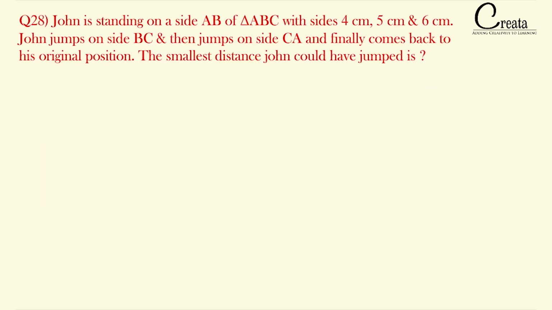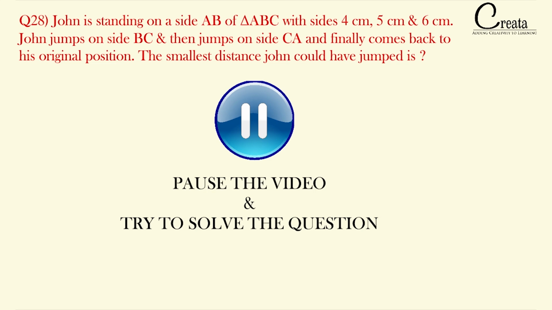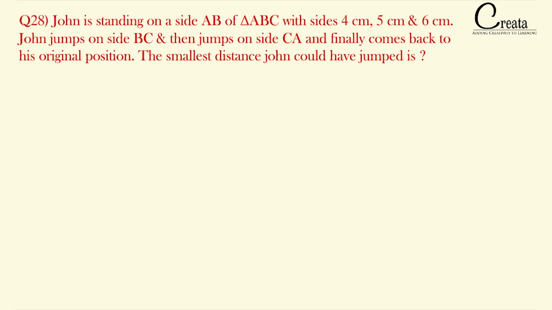The question is, John is standing on side AB of a triangle ABC with sides 4 cm, 5 cm and 6 cm. John jumps on side BC and then jumps on side CA and finally comes back to his original position. The smallest distance that John could have jumped is... Let's go step by step.